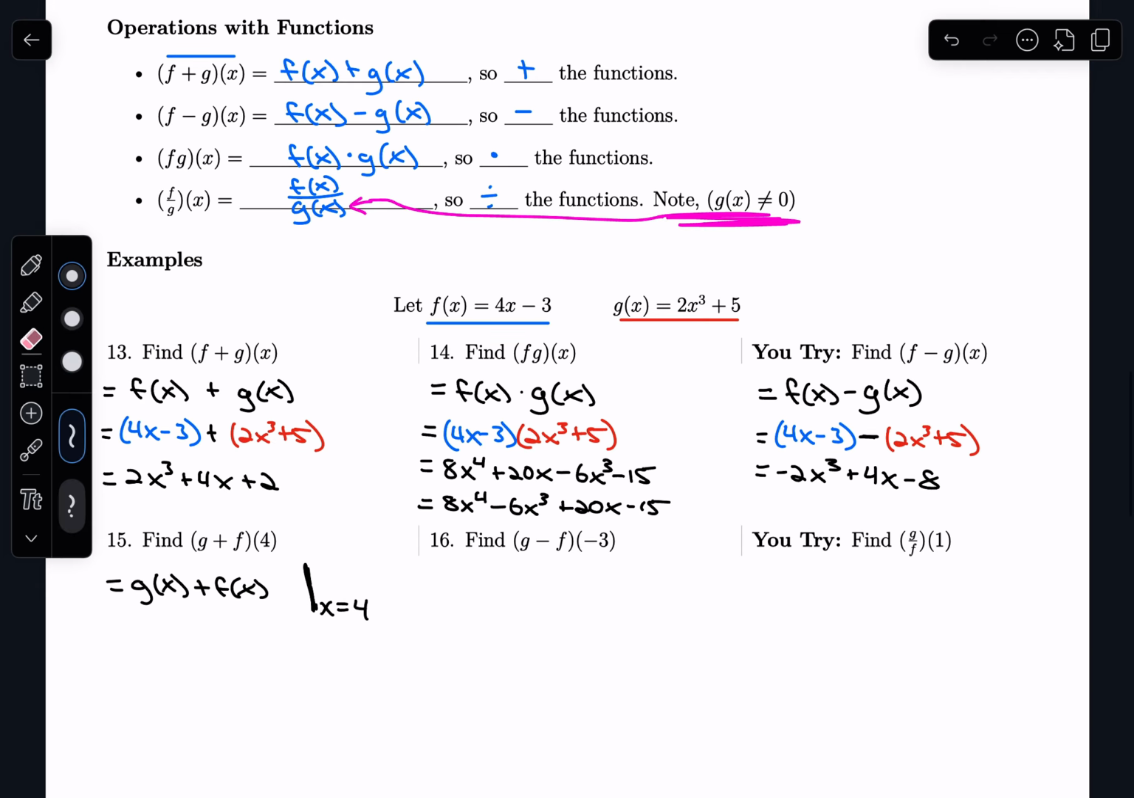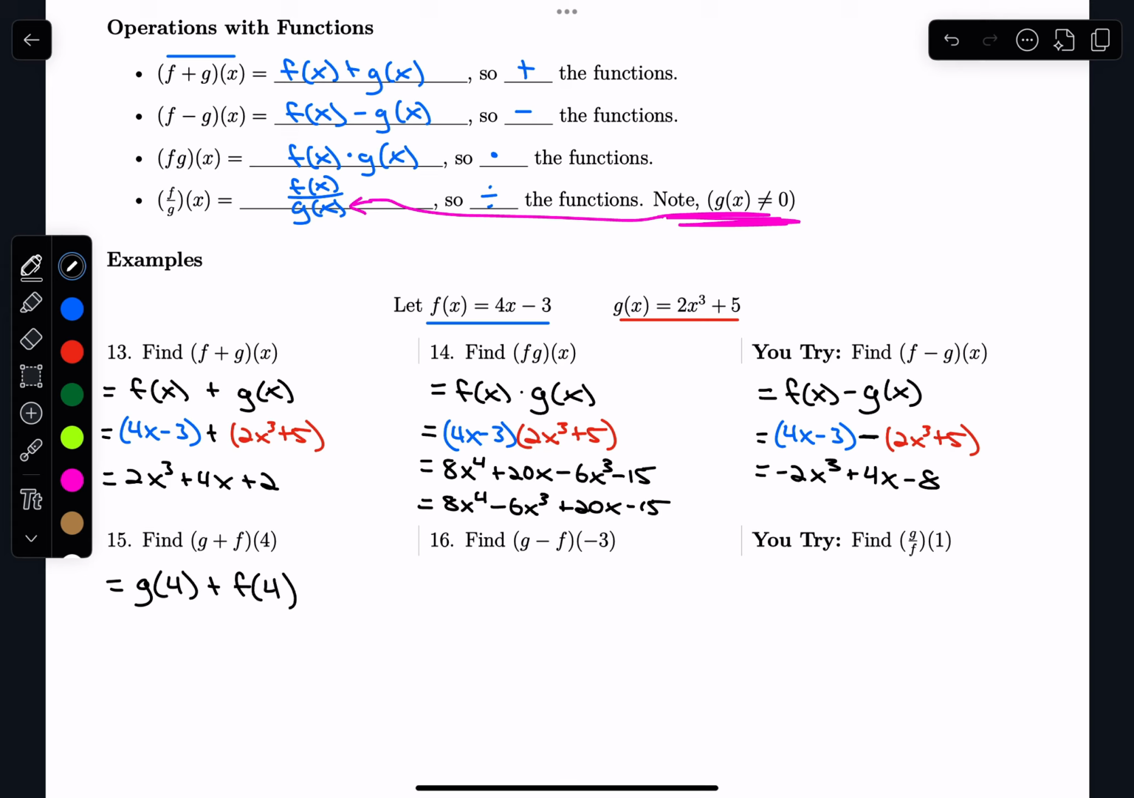But instead of that, what we can do is plug the 4 into each function individually. So we can think of this as g of 4 plus f of 4. Because notice in the notation we had before, in number 13, right above it, f plus g of x meant f of x plus g of x.